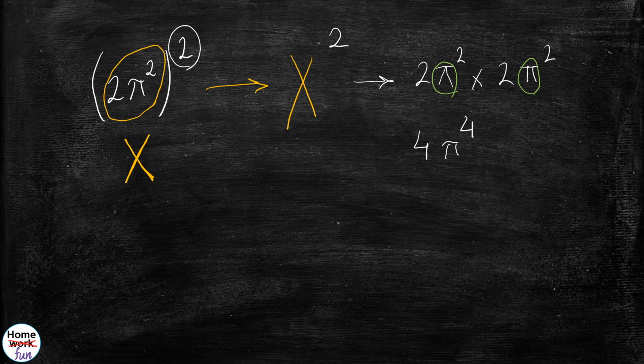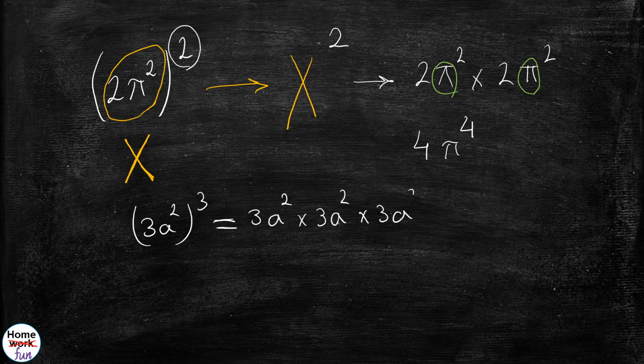Let's see another example. Suppose you have (3a squared) to the power of 3. What does that mean? Again, that means that everything that is inside the parenthesis is raised to the power of 3. So 3a squared times 3a squared times 3a squared. That's how many times? 3 times, right? So let's do the multiplication.